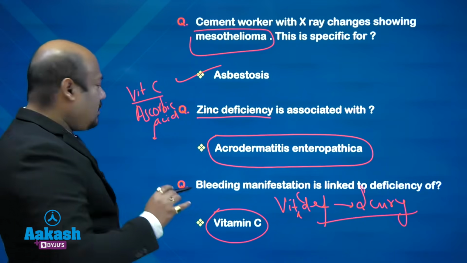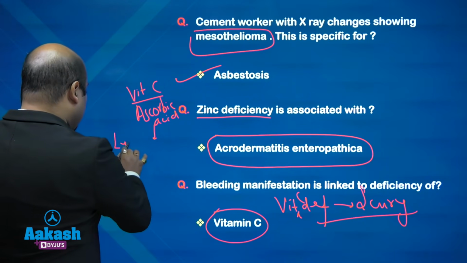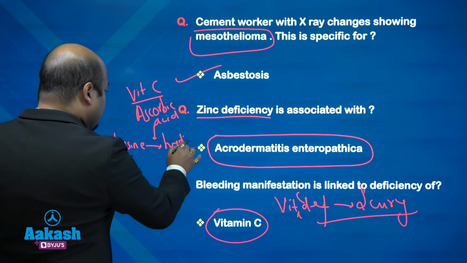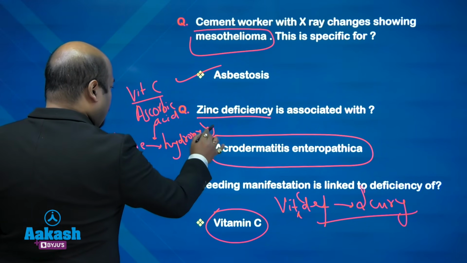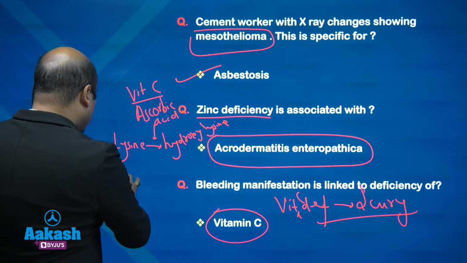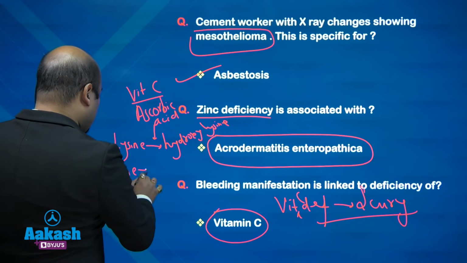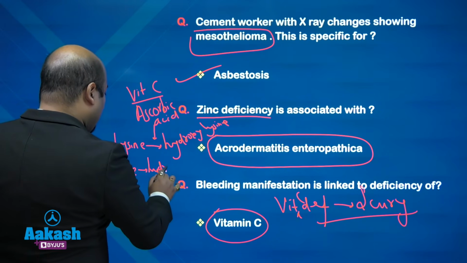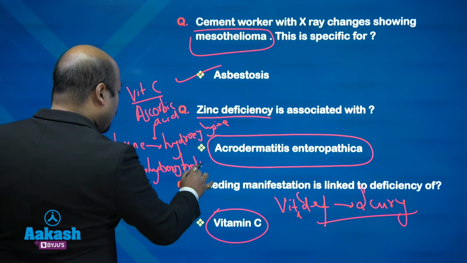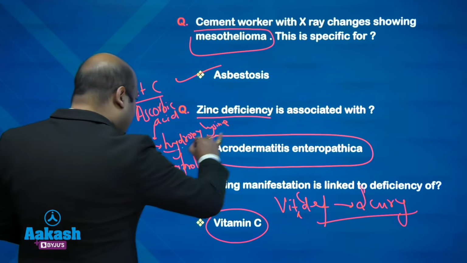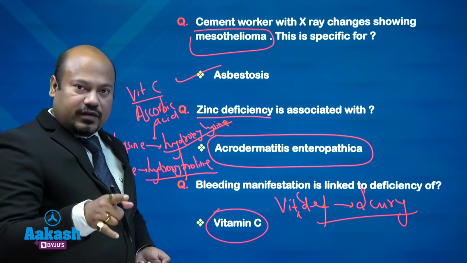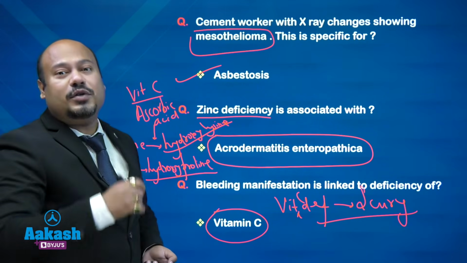This ascorbic acid will convert the amino acid lysine to hydroxylysine, and also it will convert proline to hydroxyproline. Lysine to hydroxylysine and proline to hydroxyproline. These two hydroxy forms of the amino acids are required for collagen formation.